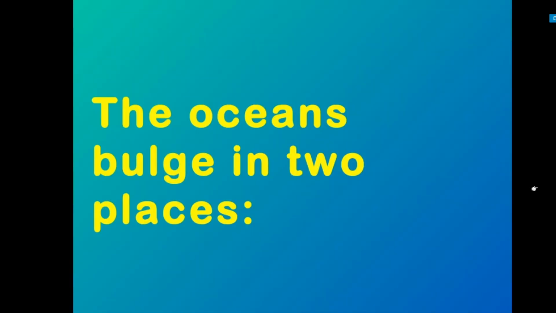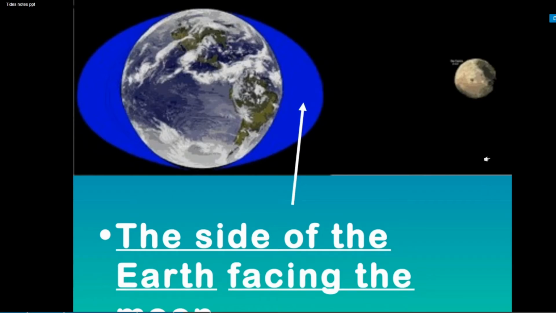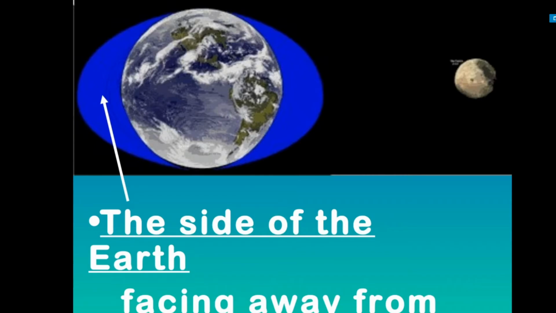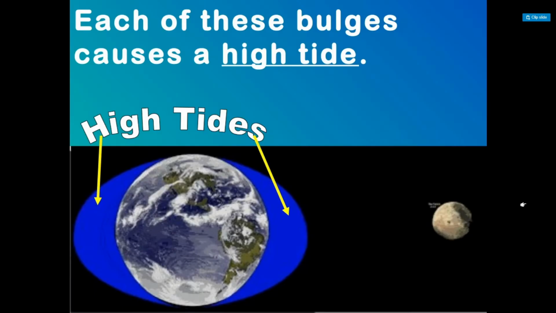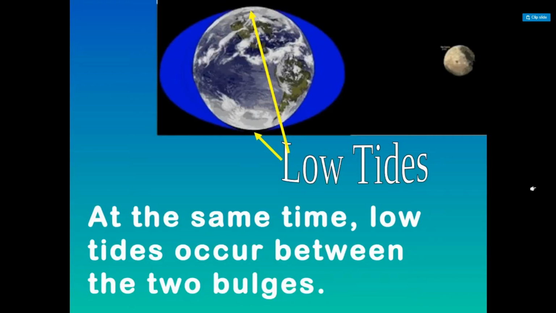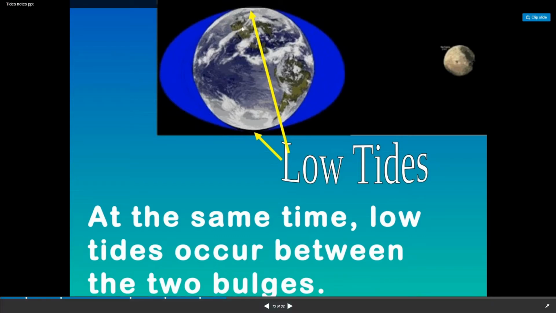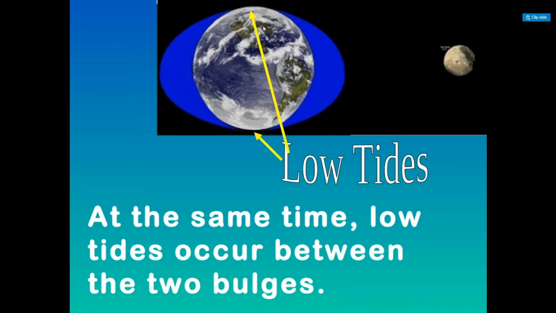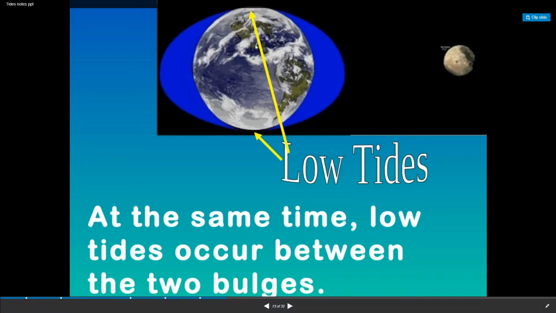The ocean will bulge in two places: the side of the Earth facing the moon, as well as the side of the Earth that is facing away from the moon. Each of these bulges causes a high tide. So at the same time, there are low tides going on. So let's say you're right here in the United States, in Ohio, in Columbus, sitting at your house. There would be low tides for the United States, Central America, Western South America, and then on the opposite side of the Earth as well.